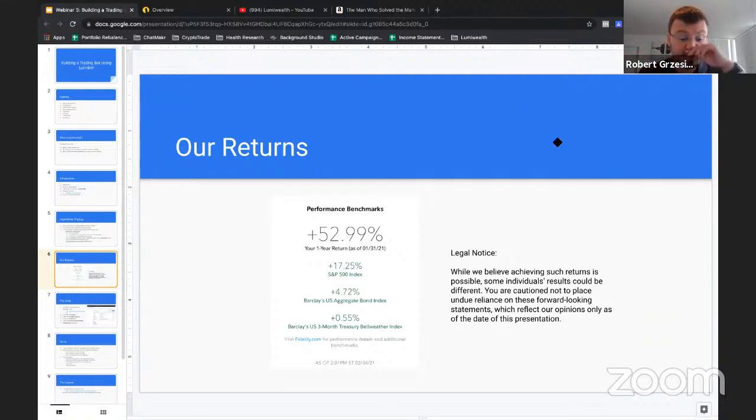So here's how we did last year, right? This is one of our investment funds. Some of our other funds actually did quite a bit better than this. We manage money for a few different people. As you can see, last year the stock market was up, the S&P was up 17.5%. We were up 53% in the same time frame. So we about tripled the market last year.